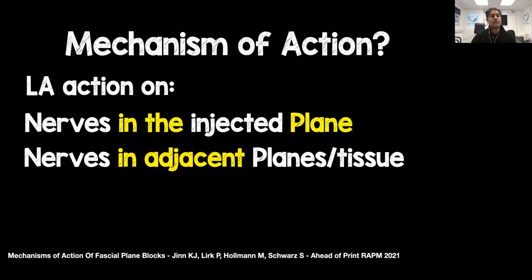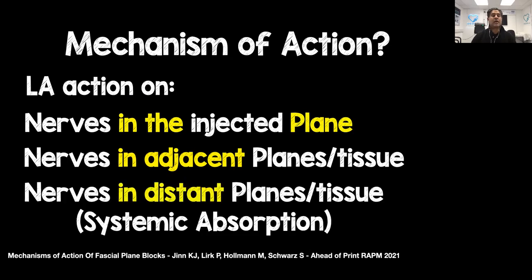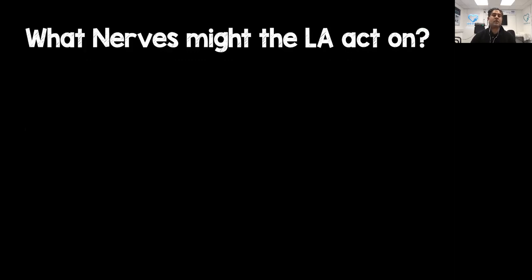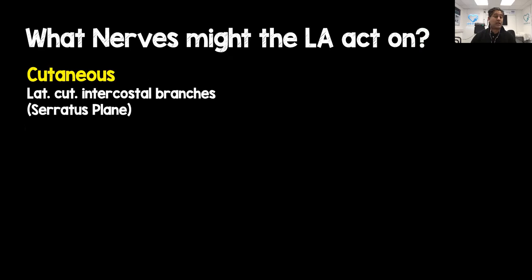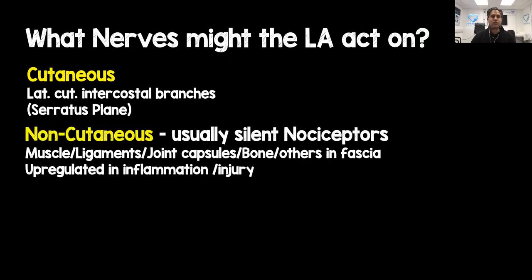They may also act on nerves in planes adjacent to where you're injecting. And thirdly, they may act on nerves in distant planes, and the way they might get there is by systemic absorption. So what nerves might the local anaesthetic act on? So it could act on cutaneous nerves, and actually that's relatively non-contentious. You do a PECS or a serratus block, you know that you're aiming to get the lateral cutaneous branches of the intercostal nerves. That's straightforward.